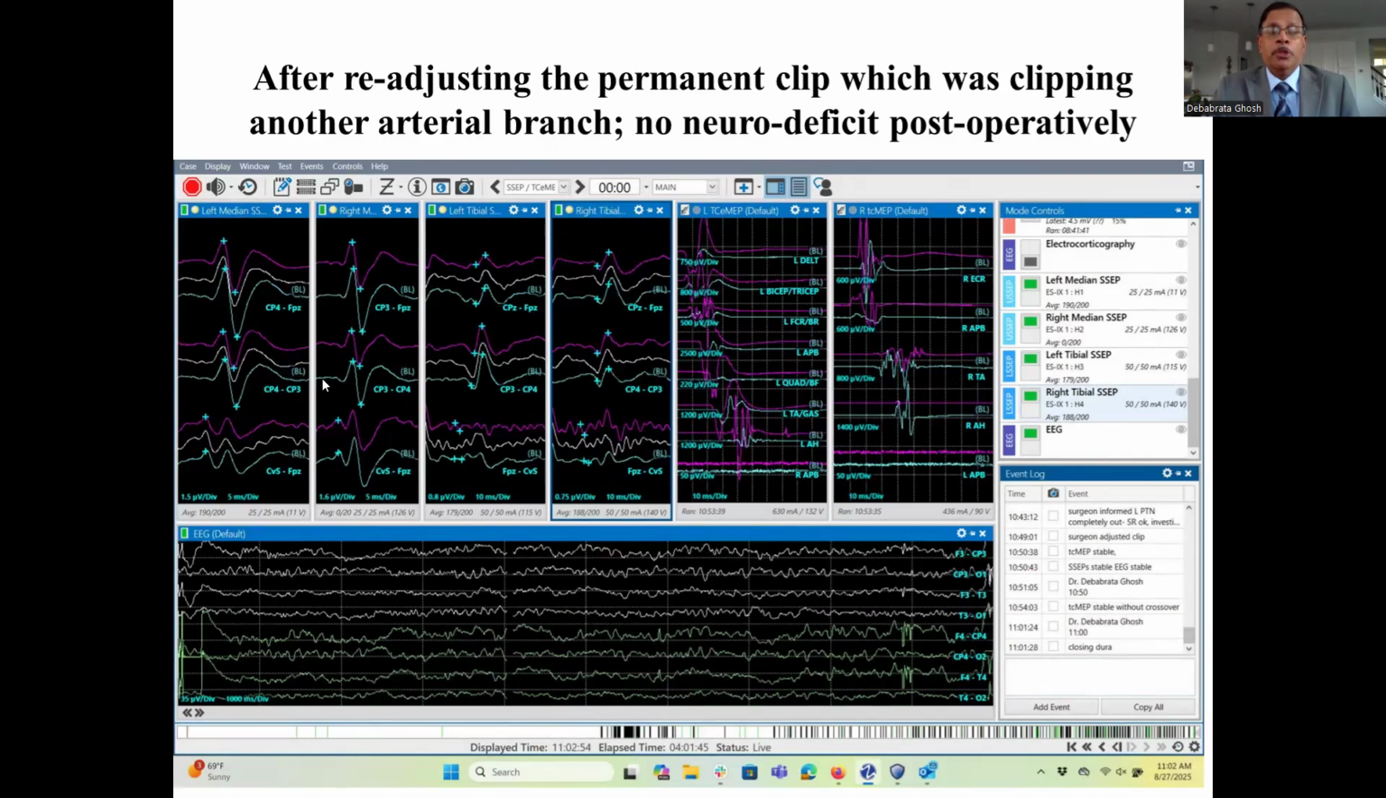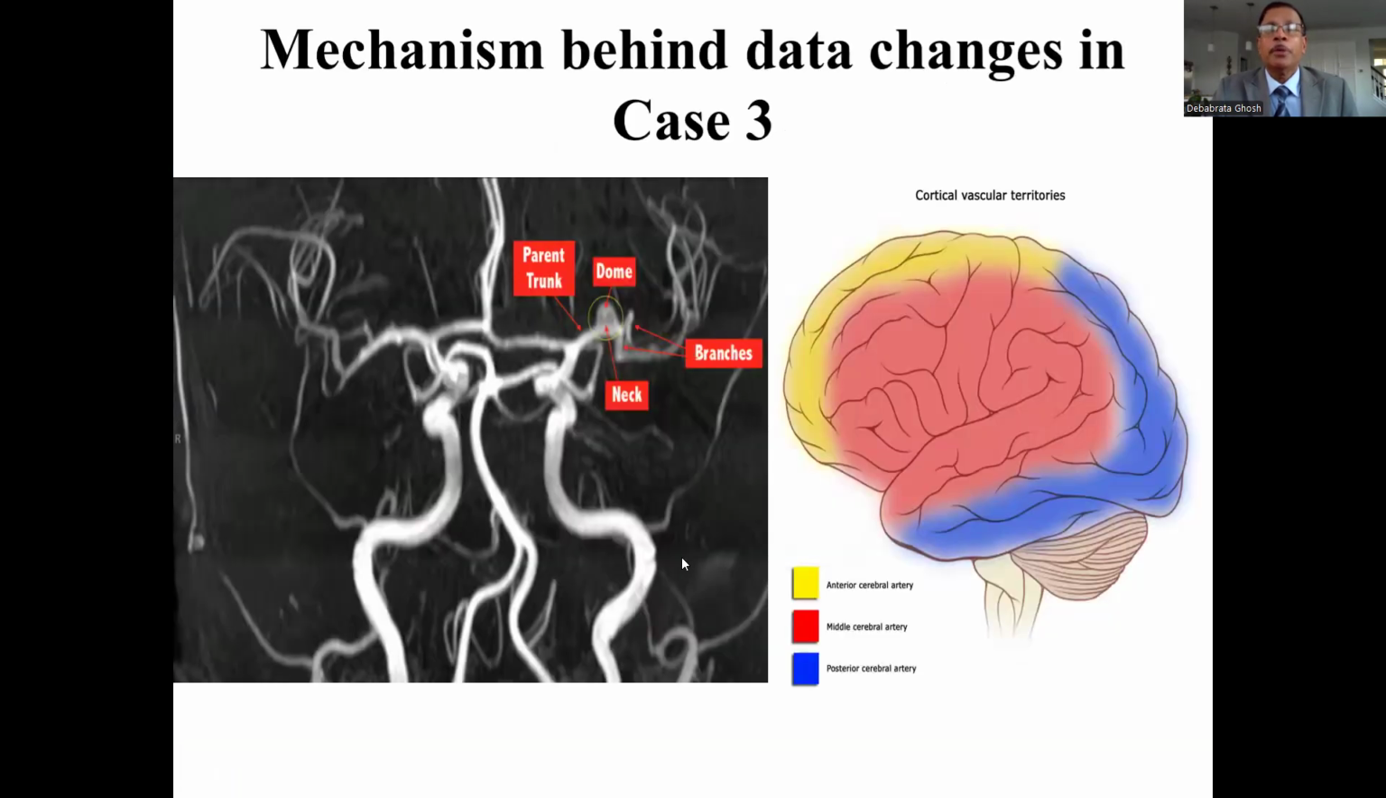And all the responses came back to the baseline, including SSEP, MEP, and EEG. There was no neurodeficit postoperatively. What happened here, this being a left MCA aneurysm, and initially first clamp, they clamped this MCA, and thereby we have got changes in the upper extremity supplied by the MCA.